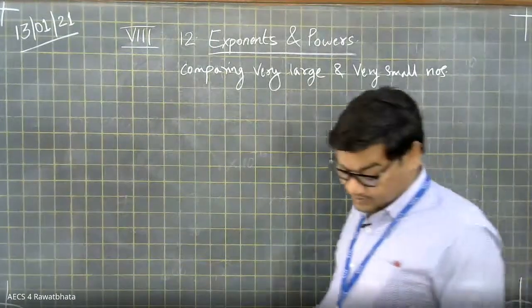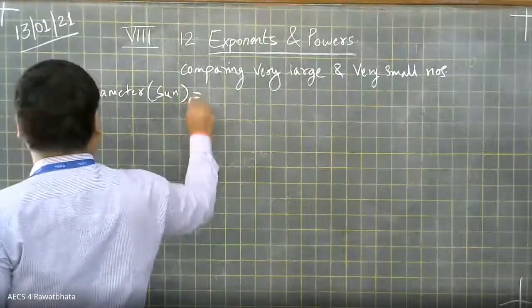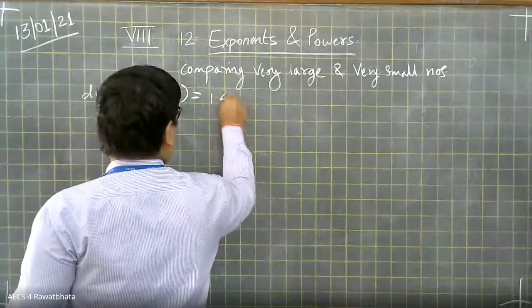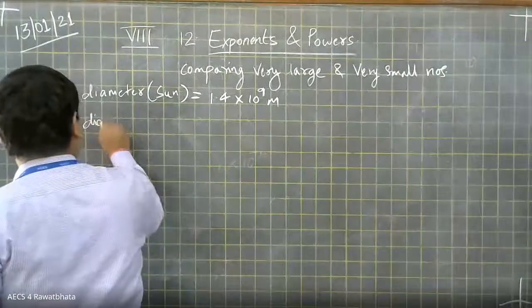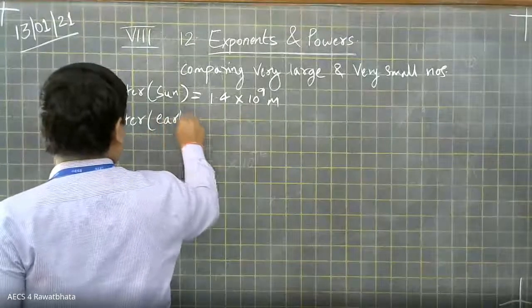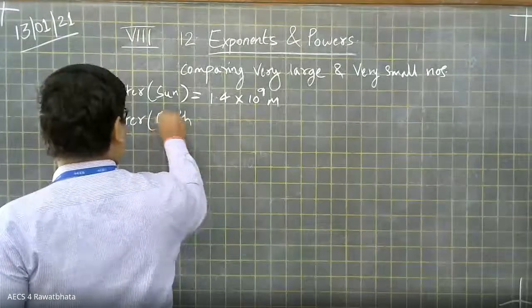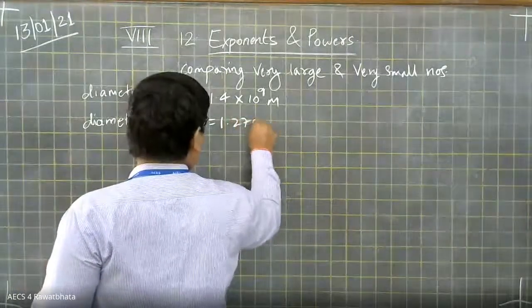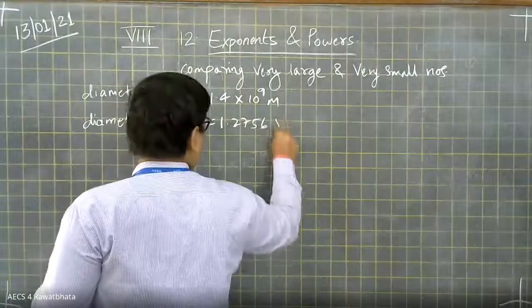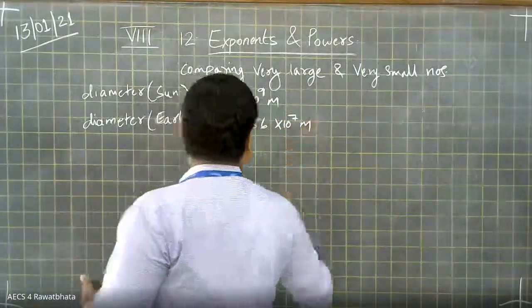The diameter of the sun is 1.4 into 10 to the power 9 meters, and the diameter of earth is 1.2756 into 10 to the power 7 meters.